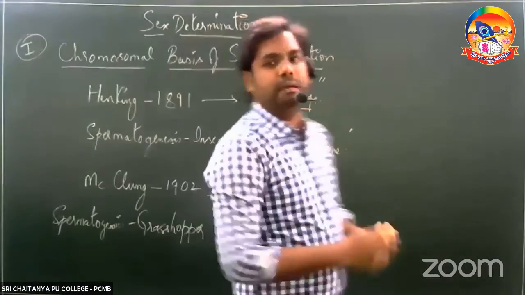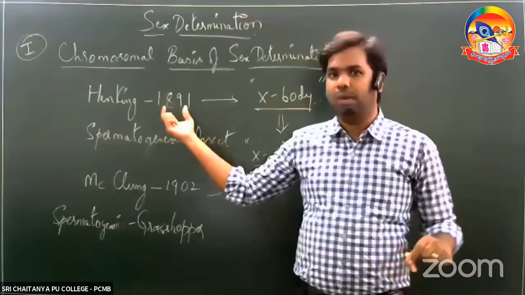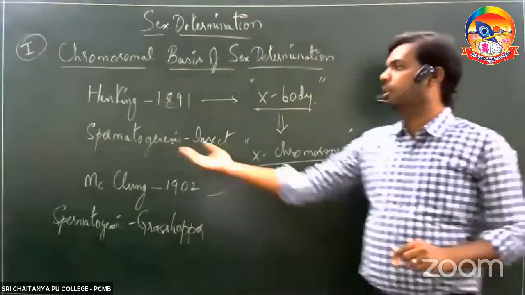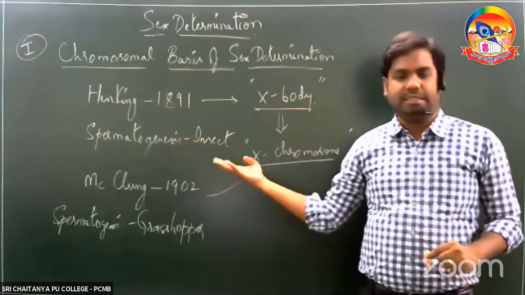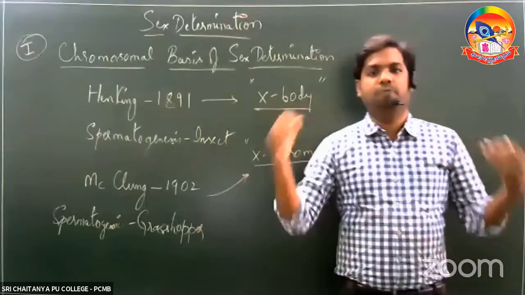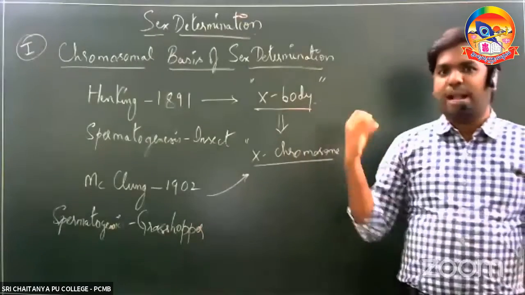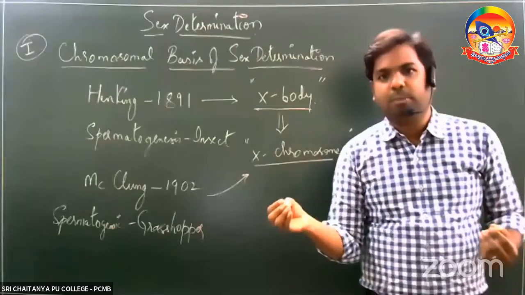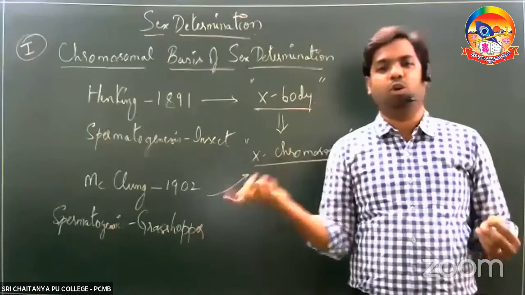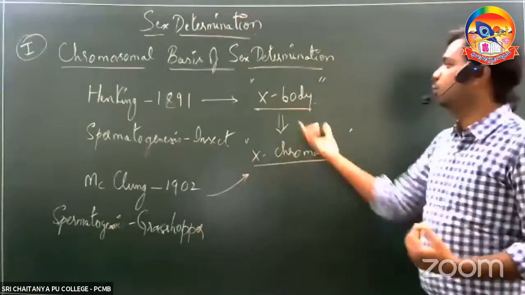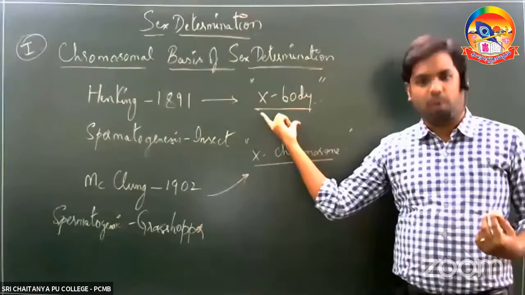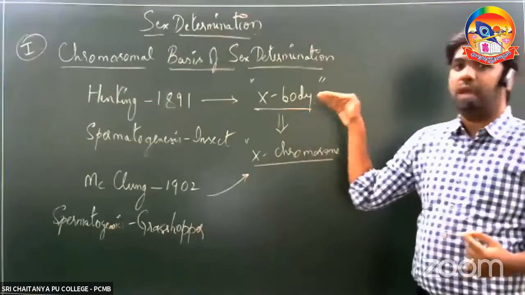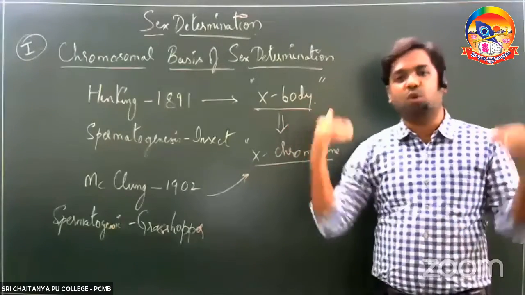So this is what we have in brief about the chromosomal basis of sex determination. Initially, in the year 1891, a scientist by the name Henking started working on the process of spermatogenesis in insects. He observed that 50% of the sperms have one extra chromosome, whereas the remaining 50% did not have that chromosome. That extra chromosome he started calling the X body. But he could not explain the significance of this X body and what its role is in the organism.